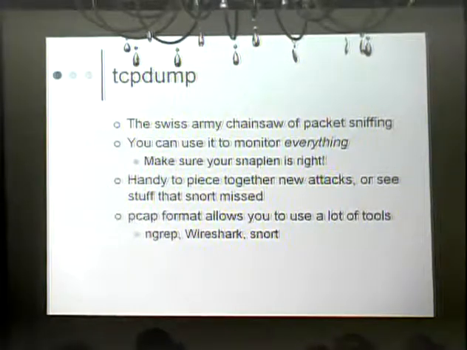I learned that the hard way, as you can tell. It's very handy to piece together new attacks or see stuff that Snort missed. Snort, like I said, is signature-based. It's not going to capture everything. So if you want to capture everything that Snort is missing, use TCP dump. If Snort doesn't have a signature yet for a zero-day exploit that just came out not even 3 hours ago, TCP dump will allow you to see what the heck's going on, and if someone at Snort is asleep at the wheel, you can actually configure your own Snort rule for that.